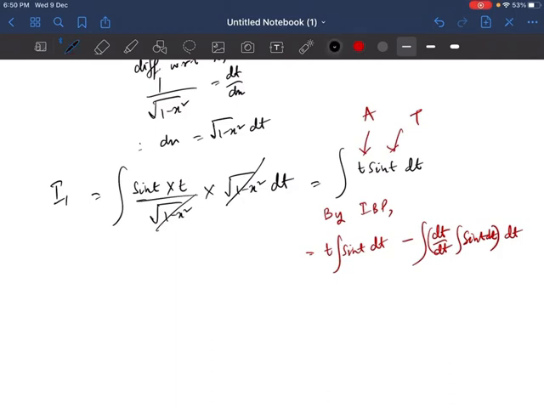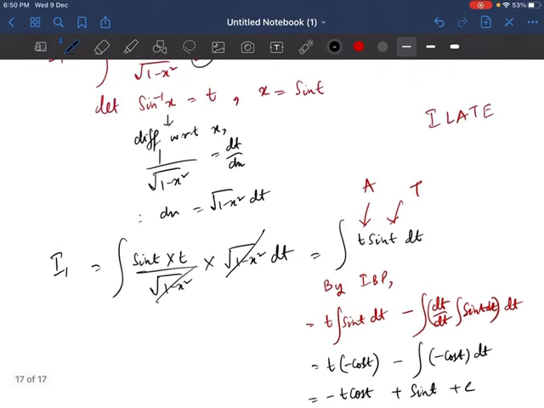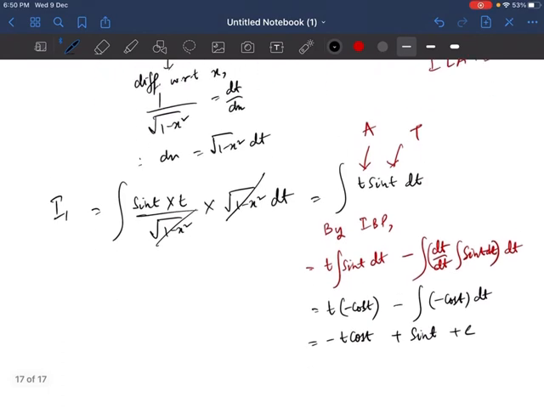So we get t times integration of sine t, which is minus cos t, minus integration of dt by dt, which is 1, and integration of sine t, which is minus cos t, dt. So this becomes minus t cos t, plus integration of cos t, which is plus sine t. So it's plus sine t plus c. Now t was what? Sine inverse x.